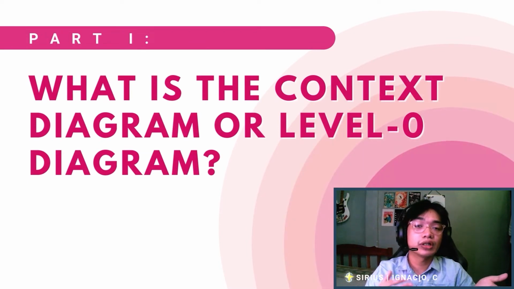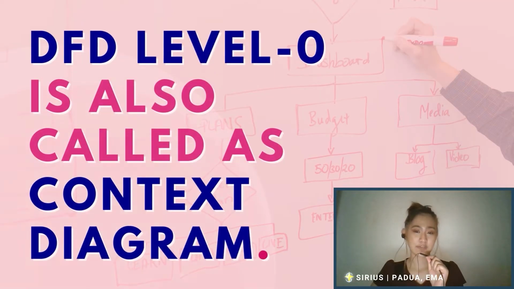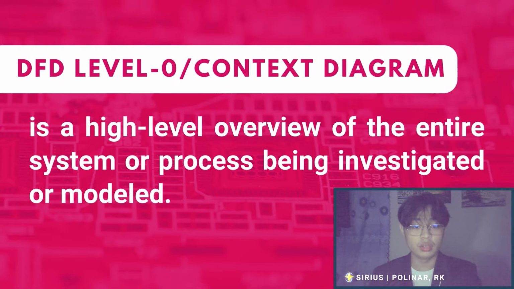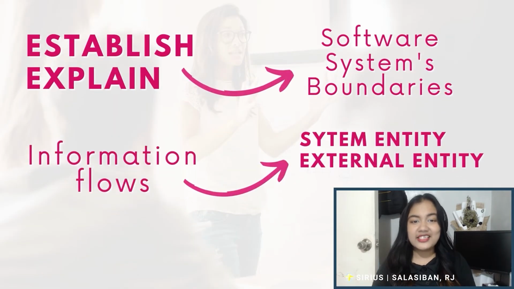So before we discuss the diagram, what is the context diagram or level 0 diagram? DFD level 0 is also called the context diagram. It is a high-level overview of the entire system or process being investigated or modeled. These concepts are drawn to establish and explain the software system's boundaries. It identifies information flows between the system and the external entities. The whole software system is depicted as a single process.